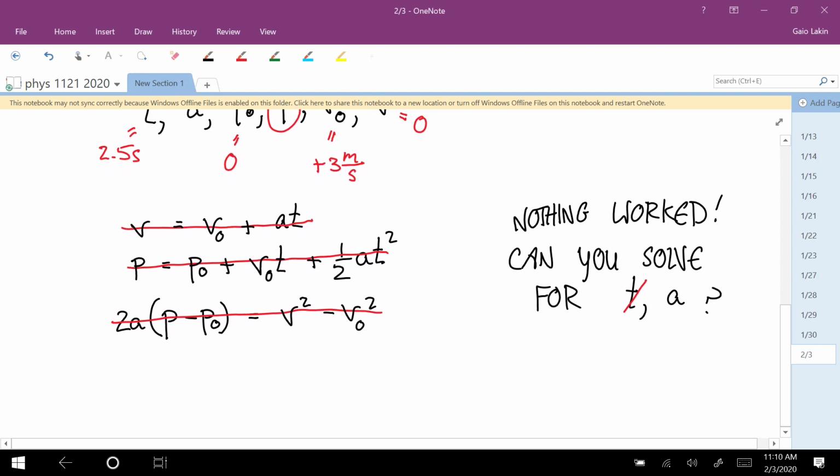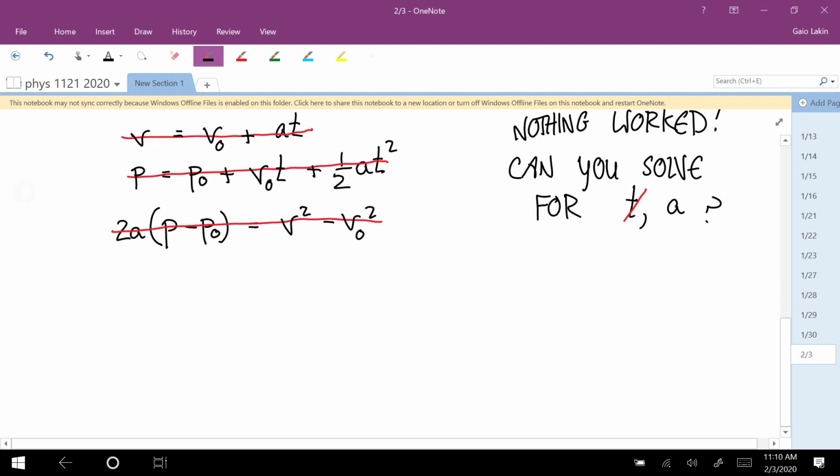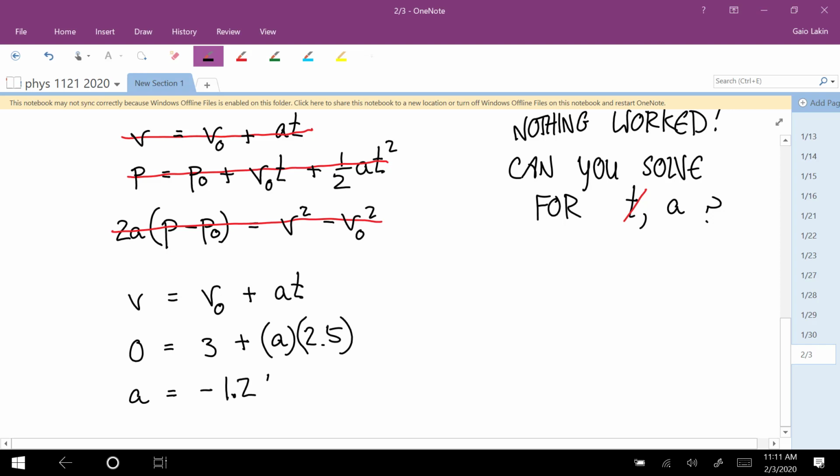And this time, that first equation is going to work to solve for A. So this equation that says V is equal to V0 plus AT says 0 is equal to positive 3 plus A times 2.5. And so A is equal to negative 6/5, which is 1.2 meters per second squared, negative.